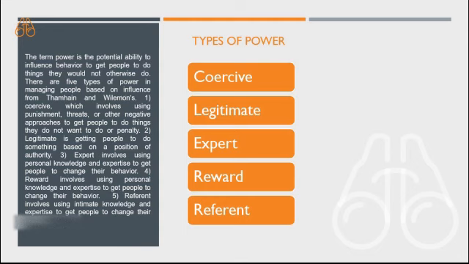Number 2, legitimate is getting people to do something based on a position of authority. Number 3, expert involves using personal knowledge and expertise to get people to change their behavior. Number 4, reward involves using personal knowledge and expertise to get people to change their behavior. Number 5, referent involves using intimate knowledge and expertise to get people to change their behavior.